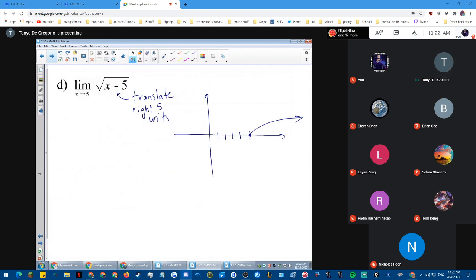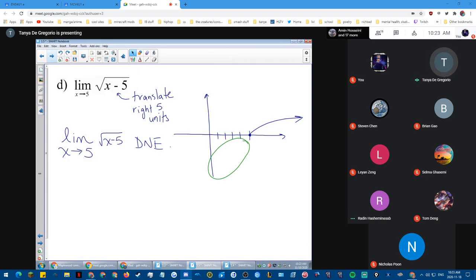So now, what do you guys think? Does this limit exist? Good luck. Here, I'll put in the function. Wait, so would there be a hole there? No. The reason that it doesn't exist is because you don't have a road to follow to the left of 5. There's nothing here to follow. So I can't even approach from the left. So because I can't approach from the left, the limit does not exist. Remember what we said, left-hand limit has to equal right-hand limit. Well, I don't have a left-hand limit here.